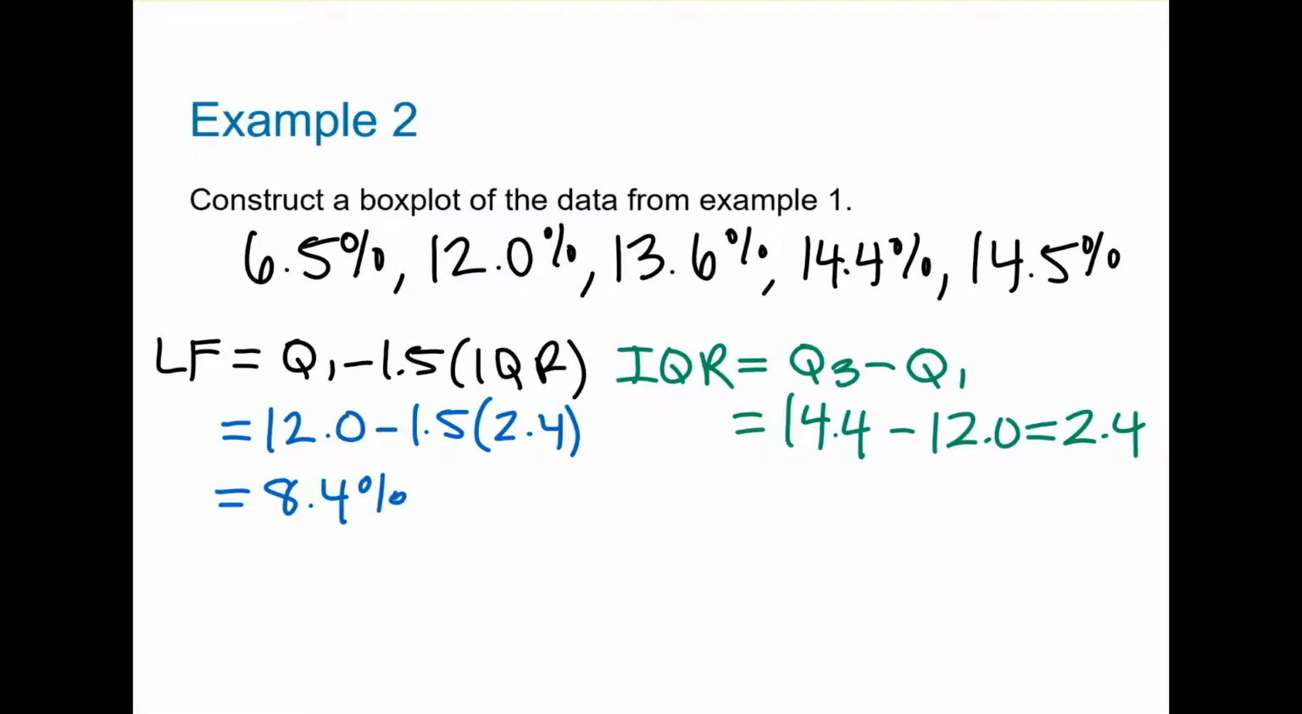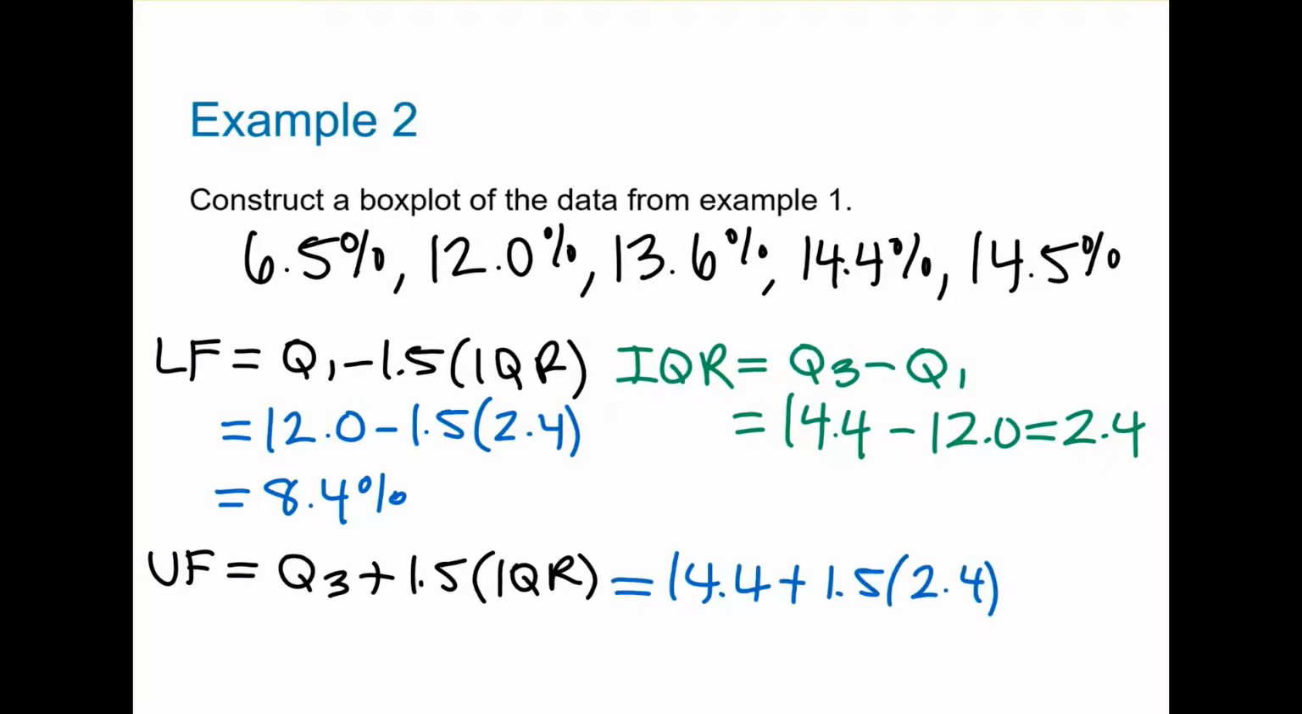Now let's compute the upper fence. The upper fence is Q3 plus 1.5 times the IQR. Now let's substitute the values for Q3 and the IQR. And we get 18.0%. So any data value that is less than 8.4% or any data value that is greater than 18.0% is considered an outlier.